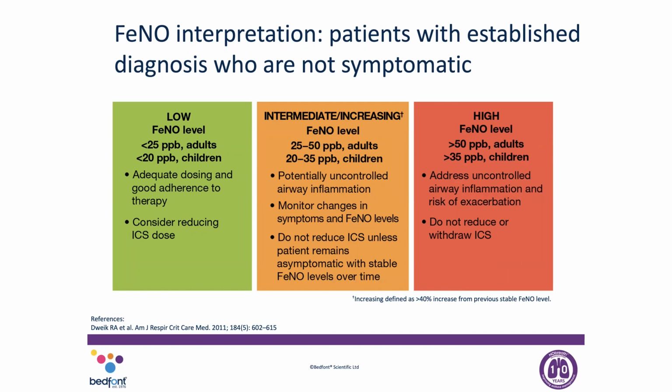If a patient tells you that they're well and they're not having any problems, but you check their FeNO and it's in the red zone, so it's above 50 for adults or above 35 for children, you need to really find out what's going on with this patient. So you need to really talk about symptoms. You need to really talk to them about future risk of exacerbation. And this would not be a good time to reduce their inhaled steroids if their airways are already inflamed.